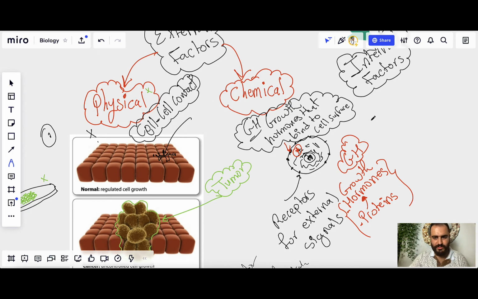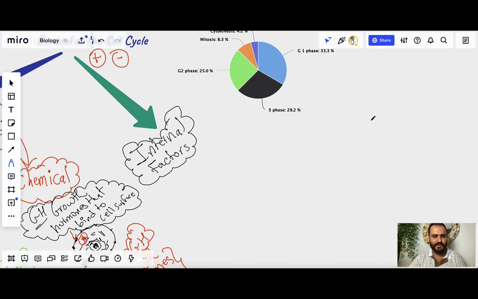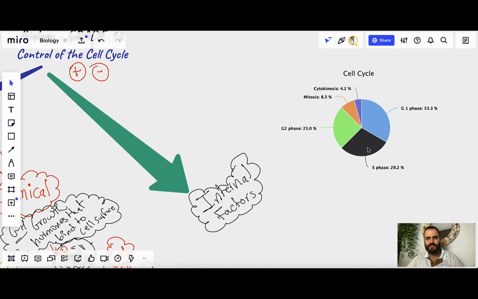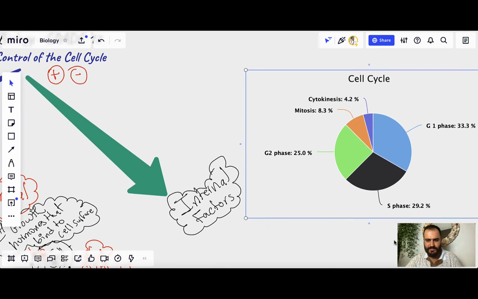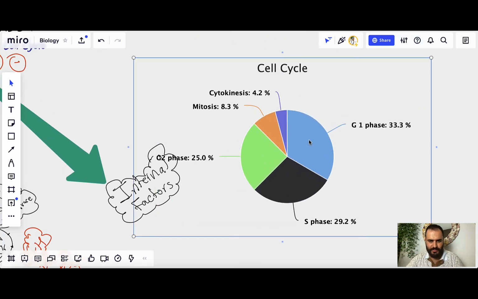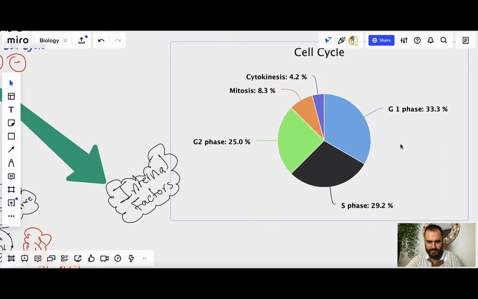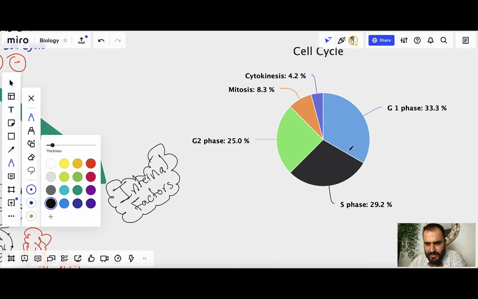Now, moving to the most important control, which is the control of the cell cycle from inside the cell. In order to understand more the control of the cell cycle from inside the cell, we have to go back to the diagram of the cell cycle. Control of the cell cycle happens at different levels. The first level happens at G1 here. So here we have the first control.